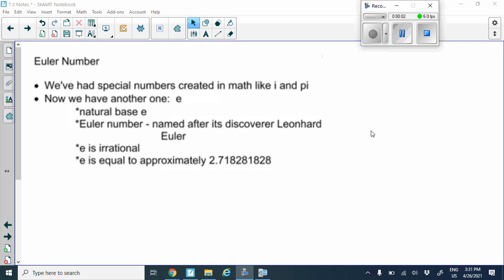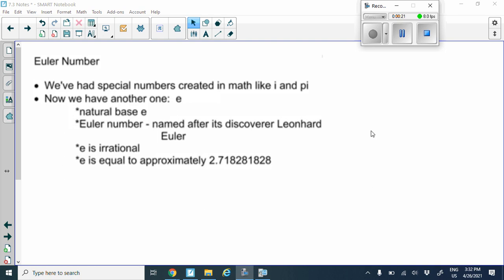Hey guys, so here's part 3 of the 7.3 notes. We're going to be talking about compounding continuously. Now before we do that, we need to talk about Euler's number. Basically what this is representing, and this is what we're going to be using in our continuous compounding, okay?